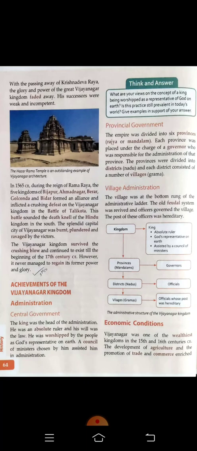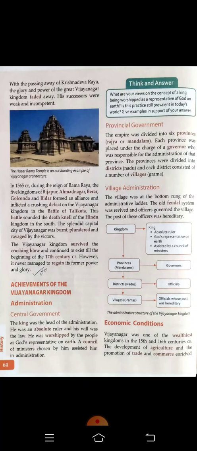In 1565 CE, during the reign of Rama Raya, the five kingdoms of Bijapur, Ahmednagar, Berar, Golconda, and Bidar formed an alliance and inflicted a crushing defeat on the Vijayanagara kingdom in the Battle of Talikota. So you can understand that these regions were under the Vijayanagara kingdom. Now they were fighting against their own king, so that they could establish themselves as independent kingdoms. This battle sounded the death knell of the Hindu kingdom in the south.